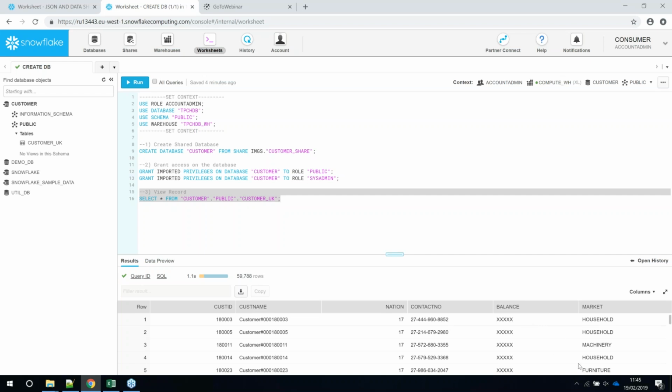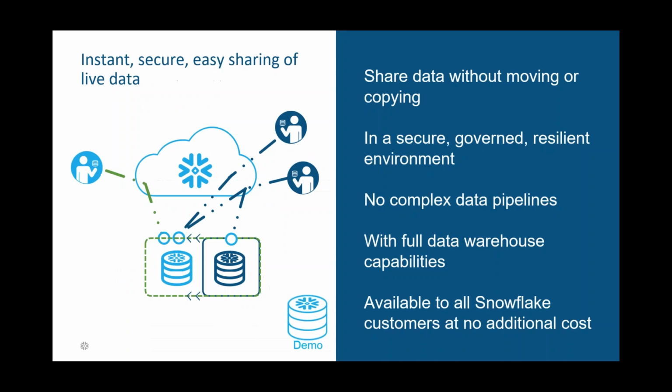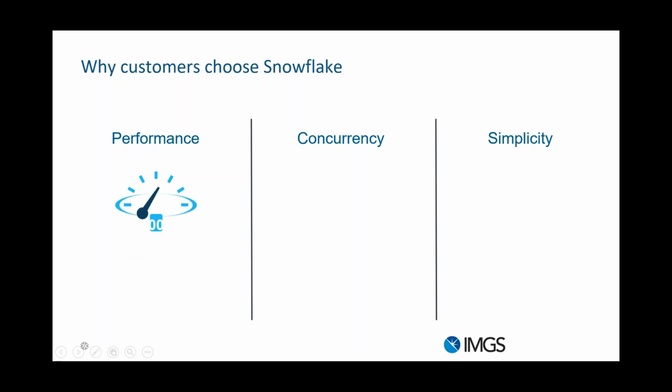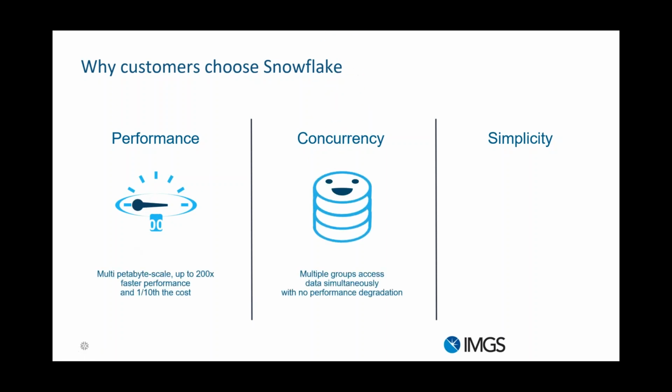Okay, thanks, Aditya. So yeah, we're just coming up to running out of time. So just to summarize, the three things why customers choose Snowflake. So we have performance, so multi-petabyte scale up to 200 times faster and 1/10 of the cost. Concurrency, so multiple groups can access data simultaneously with no performance degradation. And simplicity, so it's fully managed with a pay-as-you-go model which works on any data.